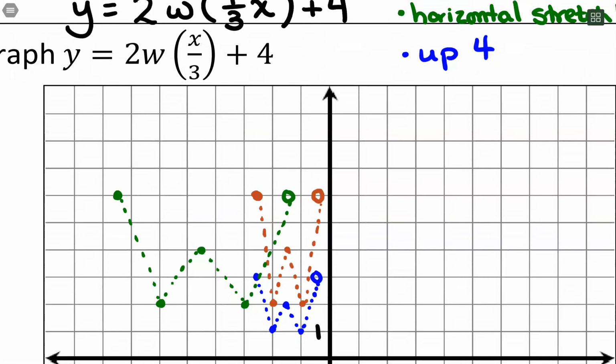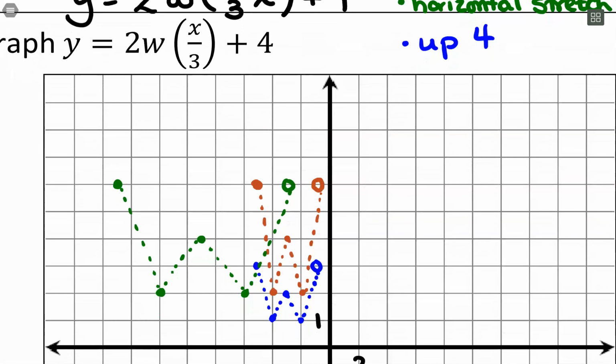So then our last step is to move these points up 4. So up 4, up 4, 1, 2, 3, 4, 1, 2, 3, 4. And with that, we'll have our function.